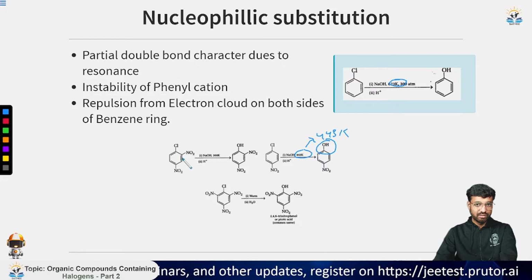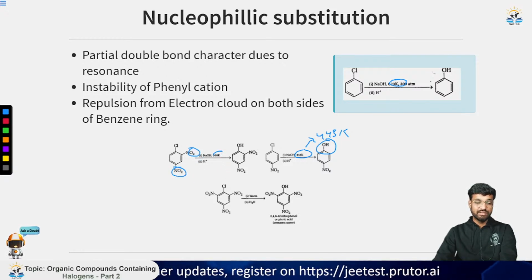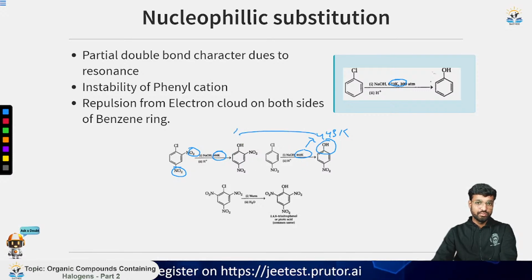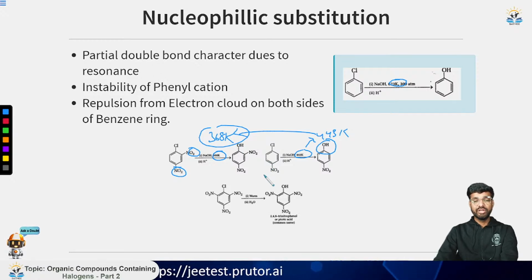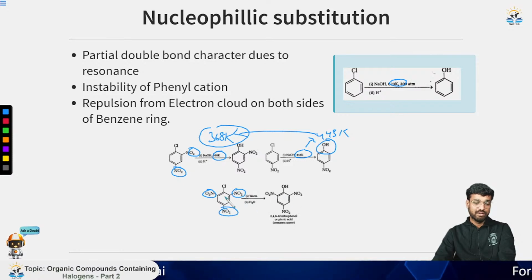Now in the second case, we introduce rather 2 NO2. Furthermore, this temperature is reduced very much. From 443, we go to 368. So we require even less temperature. At last, if we introduce 3 nitro groups here, at both ortho and para positions.